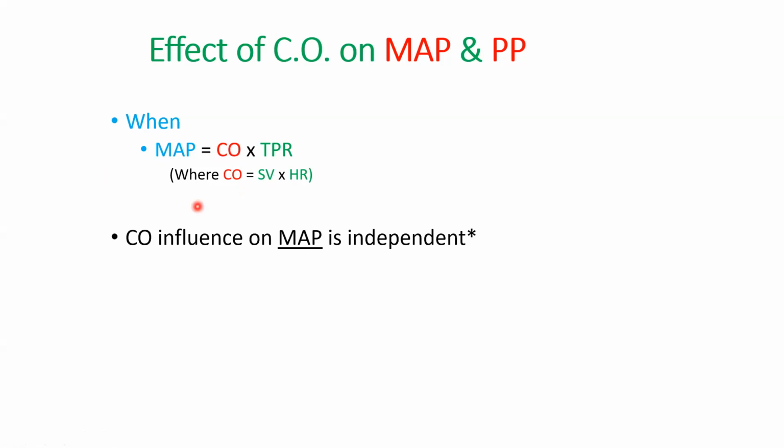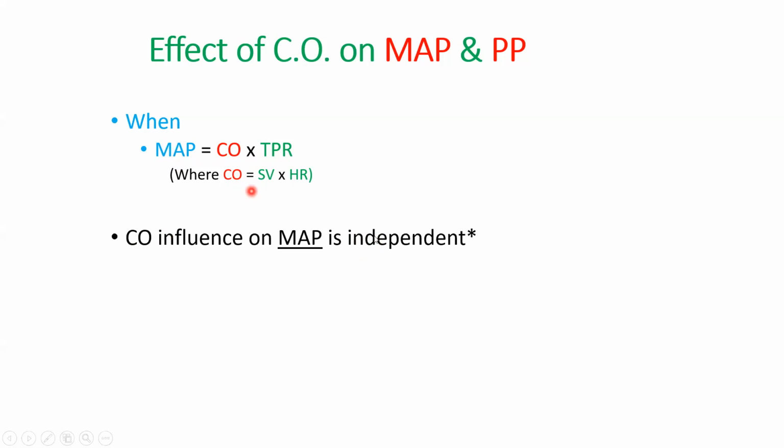Now, we were talking about the effect of cardiac output on MAP and pulse pressure, right? So, cardiac output's effect on mean arterial pressure is independent. This basically means you increase cardiac output, of course, keeping TPR constant. You increase cardiac output, you increase mean arterial pressure. Don't be confused by the exercise example in which we were increasing cardiac output and decreasing TPR. We are now keeping this constant. We are only increasing cardiac output. So naturally, mean arterial pressure would go up. So this relationship is pretty independent.